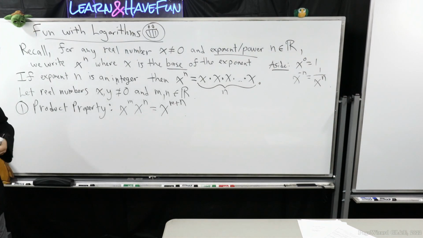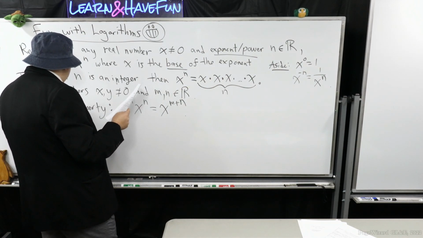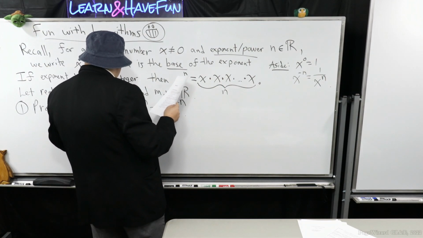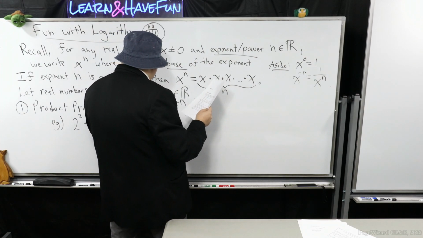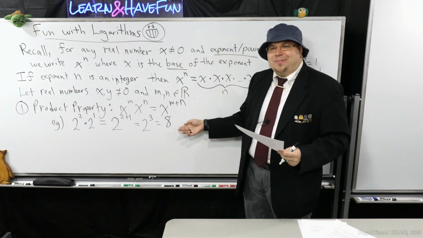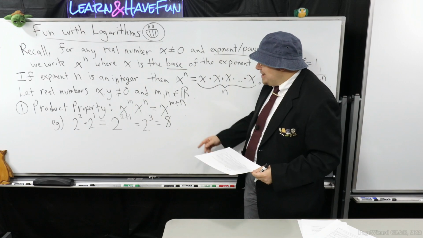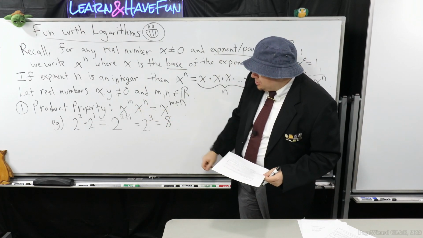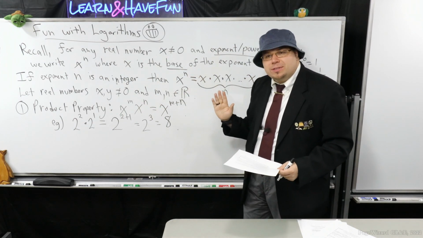Just as an example, 2 squared times 2 to the power of 1 is equal to 2 to the power of 2 plus 1, which is equal to 2 cubed, which is equal to 8. That's a very liberal use of equal signs, okay? You can check this computation quickly by noticing that 2 squared is 4, and 2 to the 1 is just 2, so it's 4 times 2, which is just equal to 8.